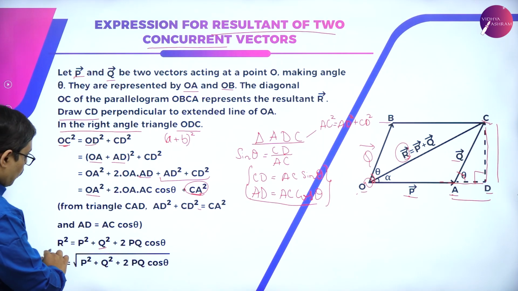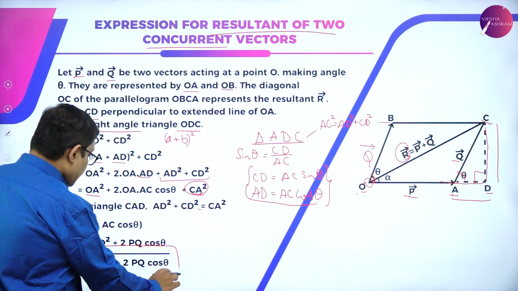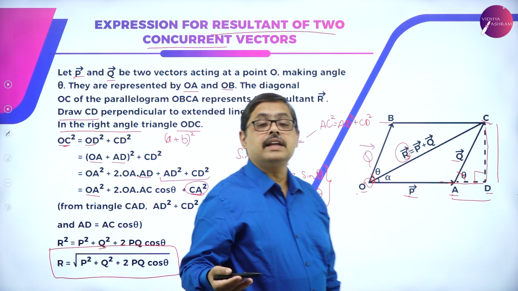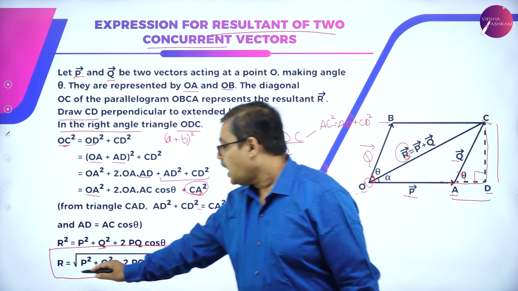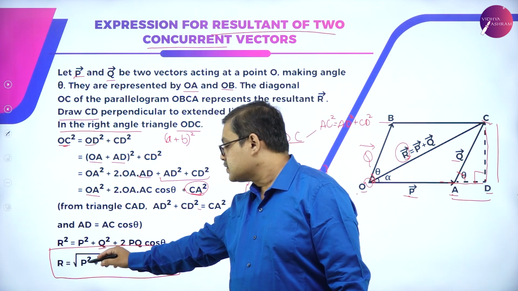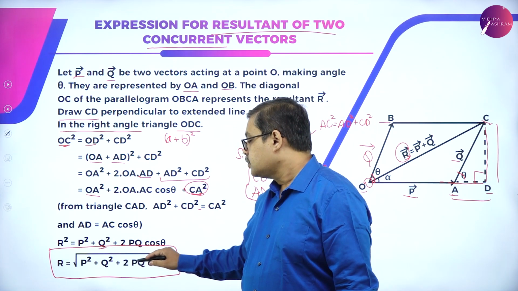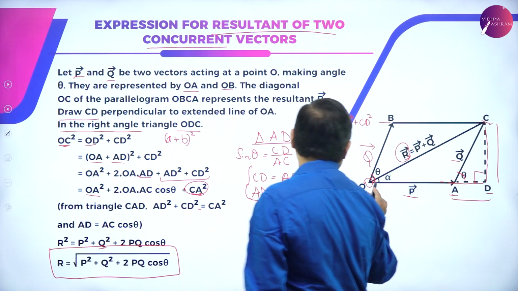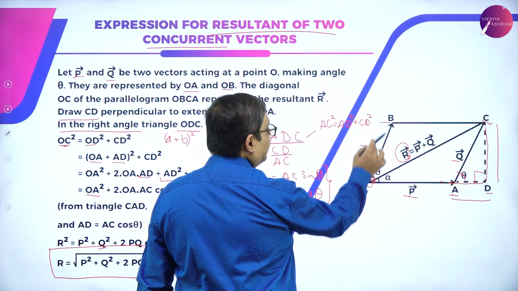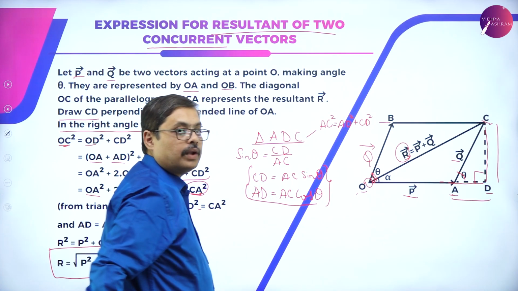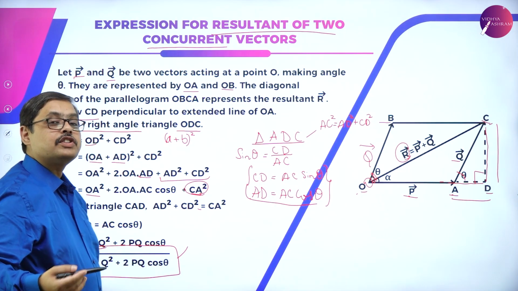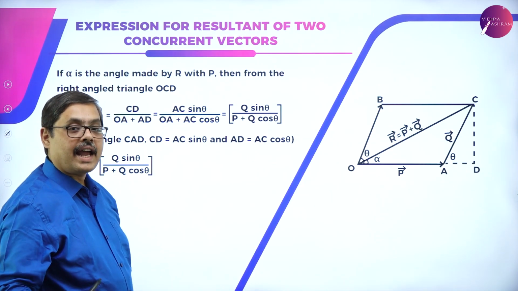So if I take the square root, I get the expression for the resultant. This resultant is the magnitude of the resultant vector. R is equal to square root of P square plus Q square plus 2PQ into cos theta. When is this? When you have two vectors acting like this with an angle theta in between. We have only found out the magnitude. Let me check what is the direction in which they act.